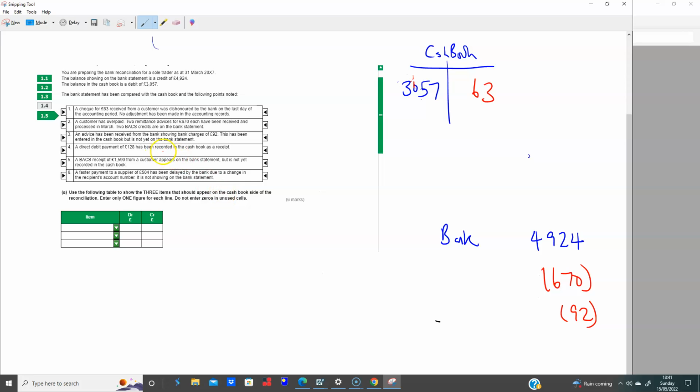Then a direct debit of 128 has been recorded in the cash book as a receipt. So there's 128 in here as a receipt when it should be an expense. So first of all, we need to get rid of it out of here. But then we also need to recognize the actual expense, right? So this direct debit could have been for electricity. I don't know.